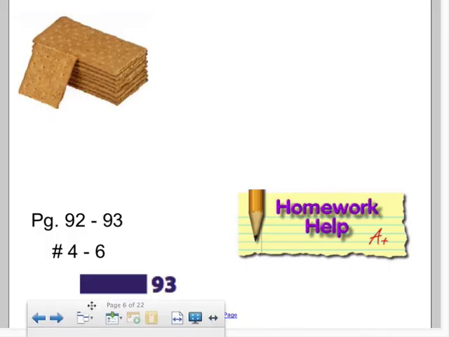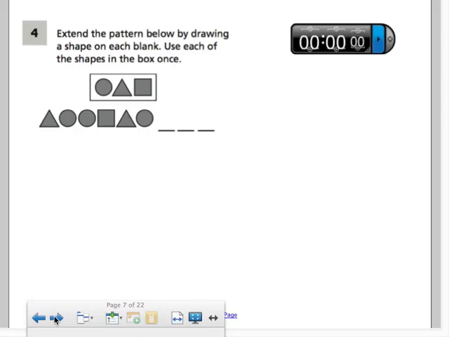You should be on page 92 or 93. One problem on 92, the rest on 93. Four through six is your task tonight. Let's get started. Set a timer so we don't talk too much, but I don't think we will. Here we go.